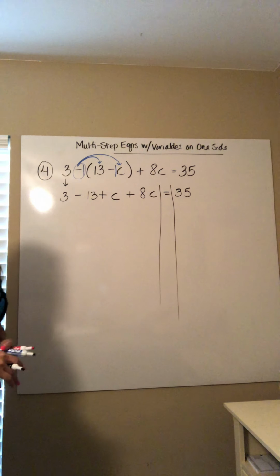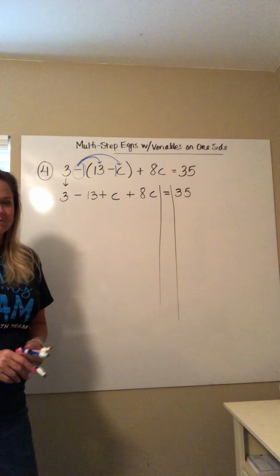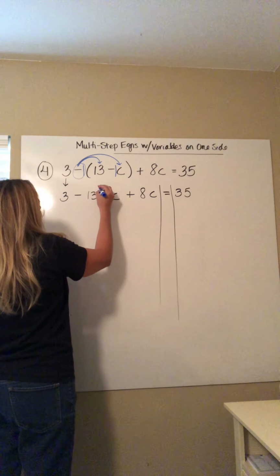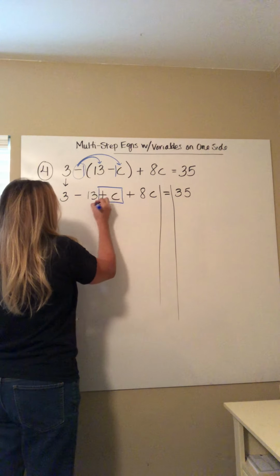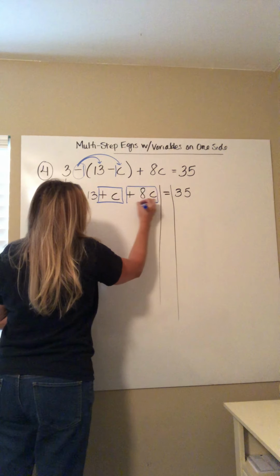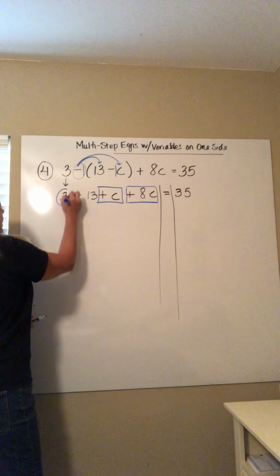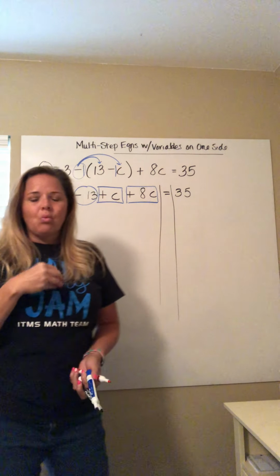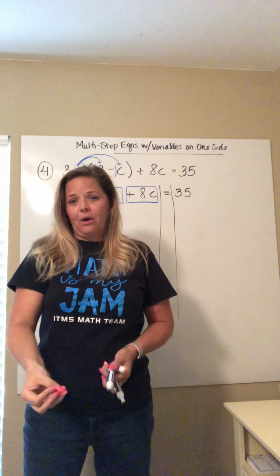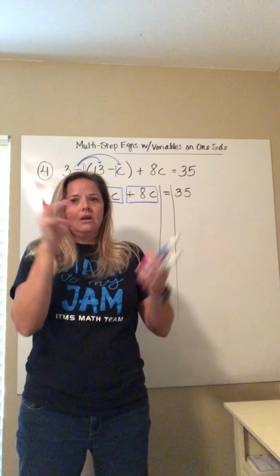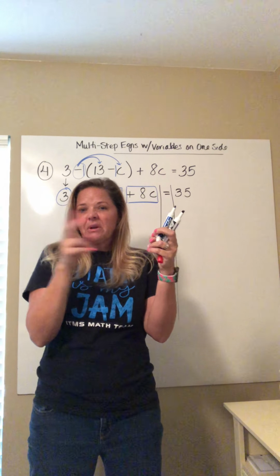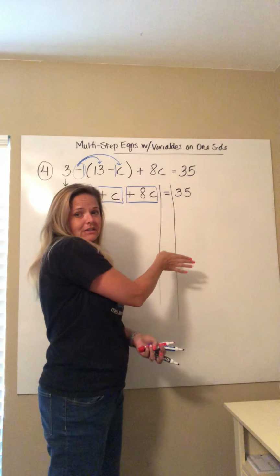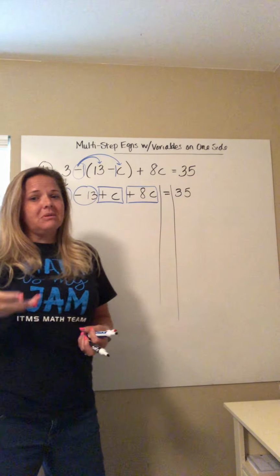I'm looking for like terms. What are the like terms? I hope you're saying to yourself that you see a positive c and a positive 8c, and that you're seeing a 3 and a negative 13. You will always see me work with my variables first, okay? Because grammatically correct is really we write standard form with our variables first and our constants behind it. So that's why you'll always see me do that.